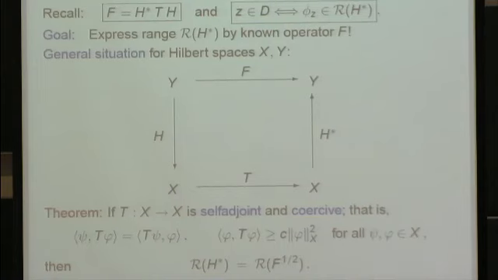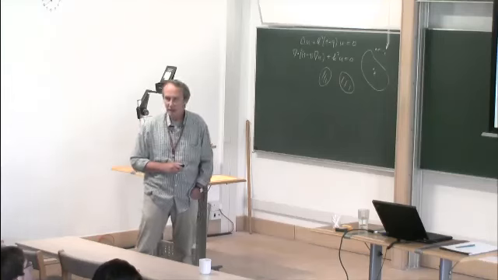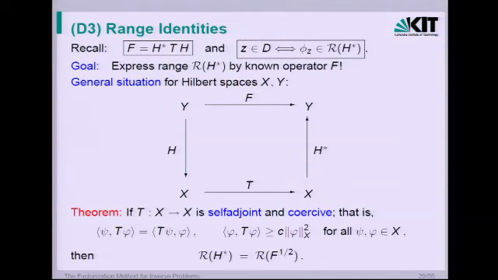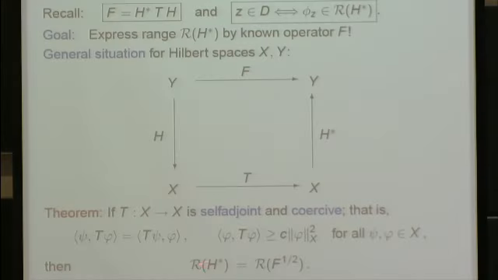Okay, and now this is the problem. What can you say about the range of H star and F? Okay, we look at the first theorem, and this is kind of easy. If the operator T is self-adjoint and coercive, self-adjoint is clear, and coercivity is also clear, then the range of H star is the same as the range of the square root of F.